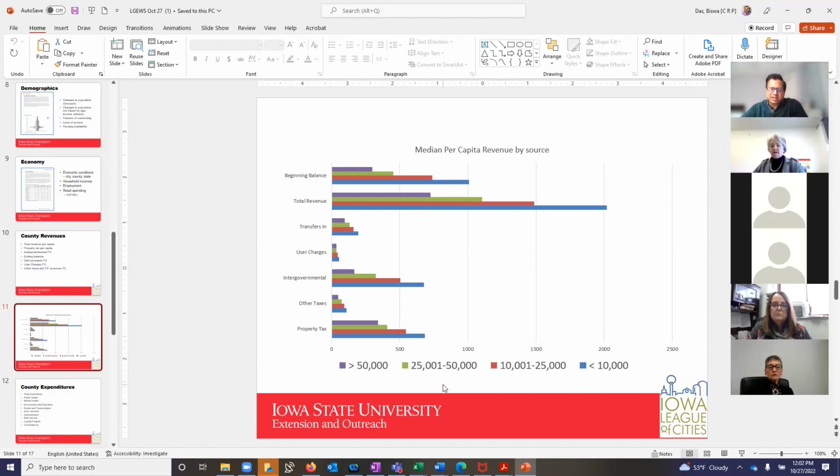So in one chart, we are able to illustrate all of the major sources of revenues, break it down by population size, and then compare them side by side. It is fascinating because we can just spend a whole hour looking at this and talking about why the numbers look the way they do. But once again, that's the whole purpose: to trigger a conversation.